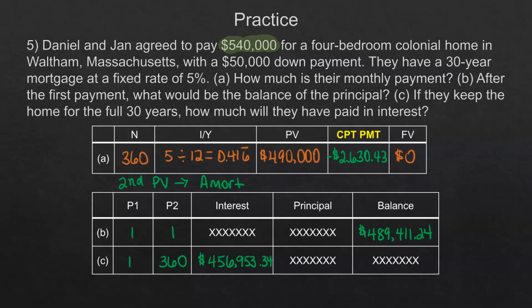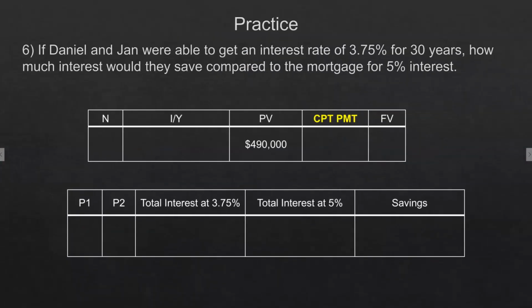Okay, so let's look at the next slide. If Daniel and Jan were able to get an interest rate of 3.75% for 30 years, how much interest would they save compared to the mortgage for the 5% interest? Okay, so if you still have that on your calculator, you can put in the new loan. It's still 30 years, but you do have to change your interest amount. Present value is the same.